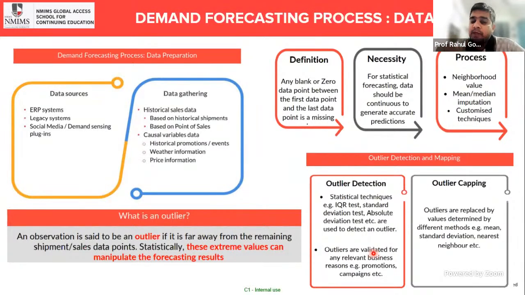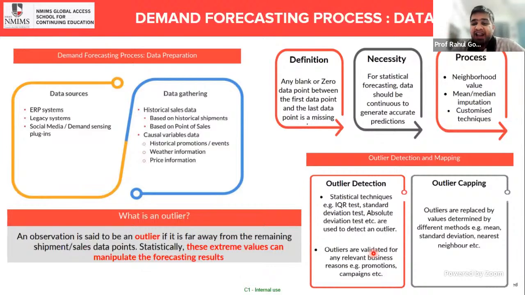But what will happen, because you've configured this into the system, it will be identified as an outlier and it will be corrected. But you then have to reject this proposal from the algorithm to say, no, I want these outliers to be present, because in future also I'm going to do a similar scheme. And hence I need to know what the possible uplift is if I run a similar offer in April next year, right?